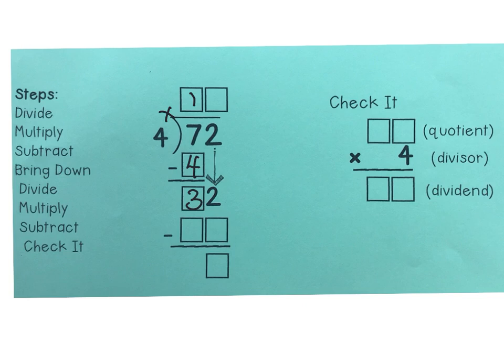32 divided by 4 is 8. 8 times 4 is 32. I subtract and I have nothing left over, no remainders.